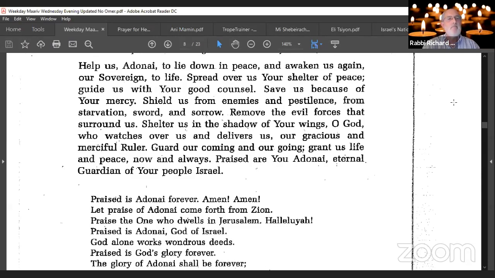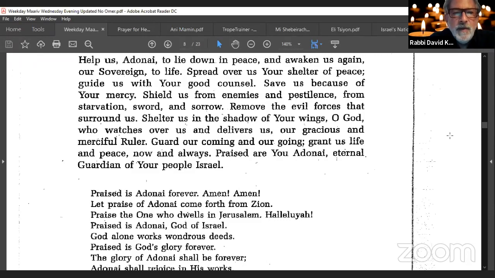Help us, Adonai, to lie down in peace and awaken us again, our sovereign delight. Spread over us your shelter of peace. Guide us with your good counsel. Save us because of your mercy. Shield us from enemies and pestilence, from starvation, sword, and sorrow. Remove the evil forces that surround us. Shelter us in the shadow of your wings, O God, who watches over us and delivers us, our gracious and merciful ruler. Guard our coming and our going. Grant us life and peace now and always. Praised are you, Adonai, eternal guardian of your people Israel.